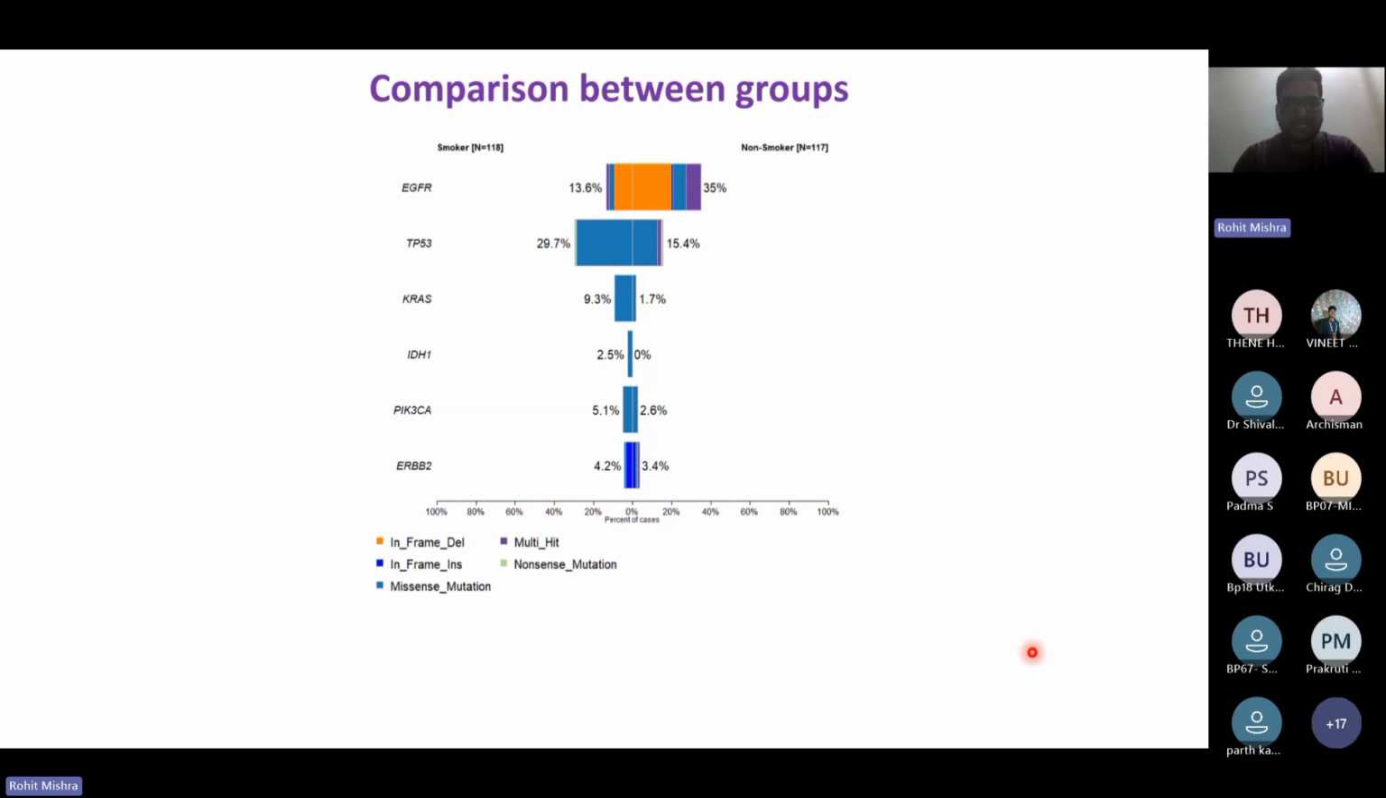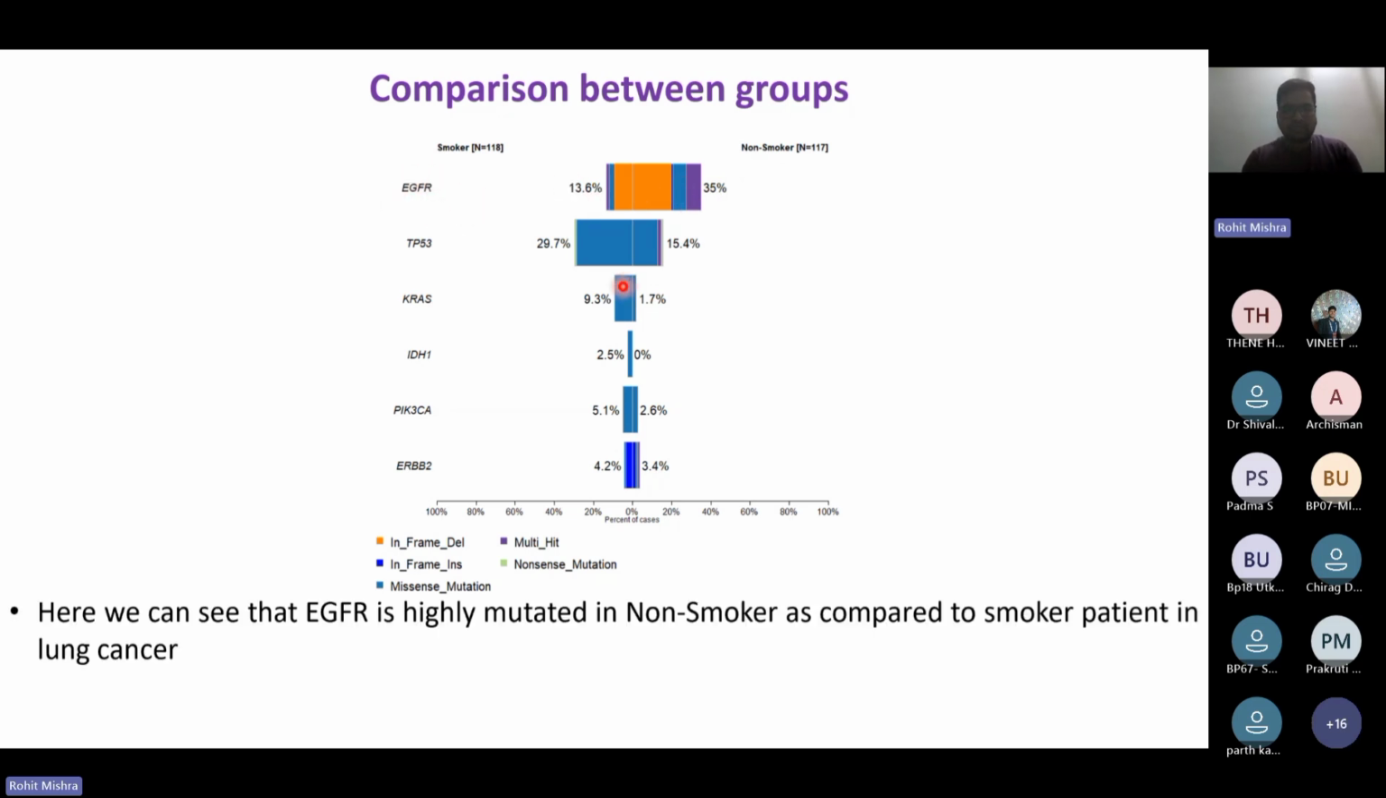Here, what it shows is EGFR, and there were a total of 118 patients who belong to the smoker group and 117 patients who belong to the non-smoker group. What it shows is that in EGFR, 35% of patients in the non-smoker category have an EGFR mutation. So it tells you that EGFR is highly mutated in non-smoker patients as compared to smokers.